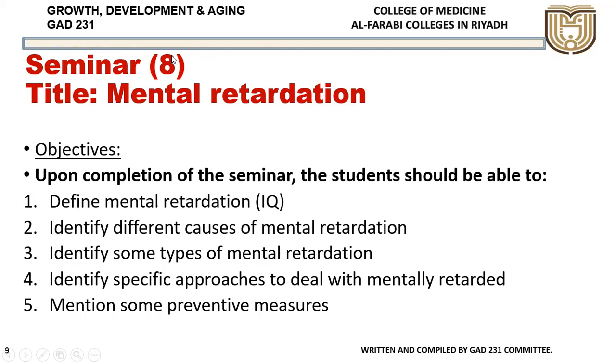So the mental retardation seminar: define mental retardation, identify different causes of mental retardation, then identify some types of mental retardation, then identify specific approaches to deal with mental retardation, and mention some preventive measures. These two objectives again can be taken by one student. The other student will take the types of mental retardation, and the third student can take these two: define mental retardation and identify different causes of mental retardation.